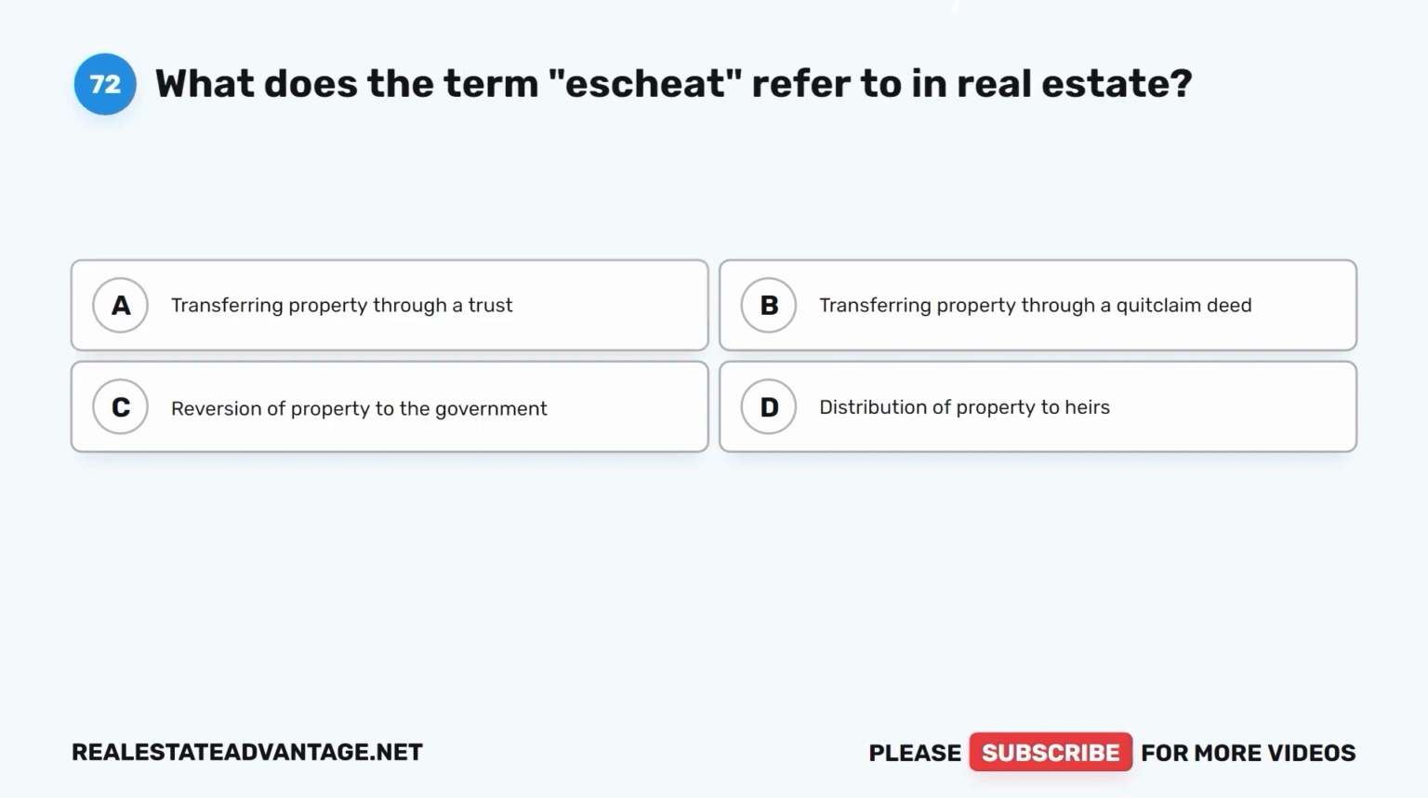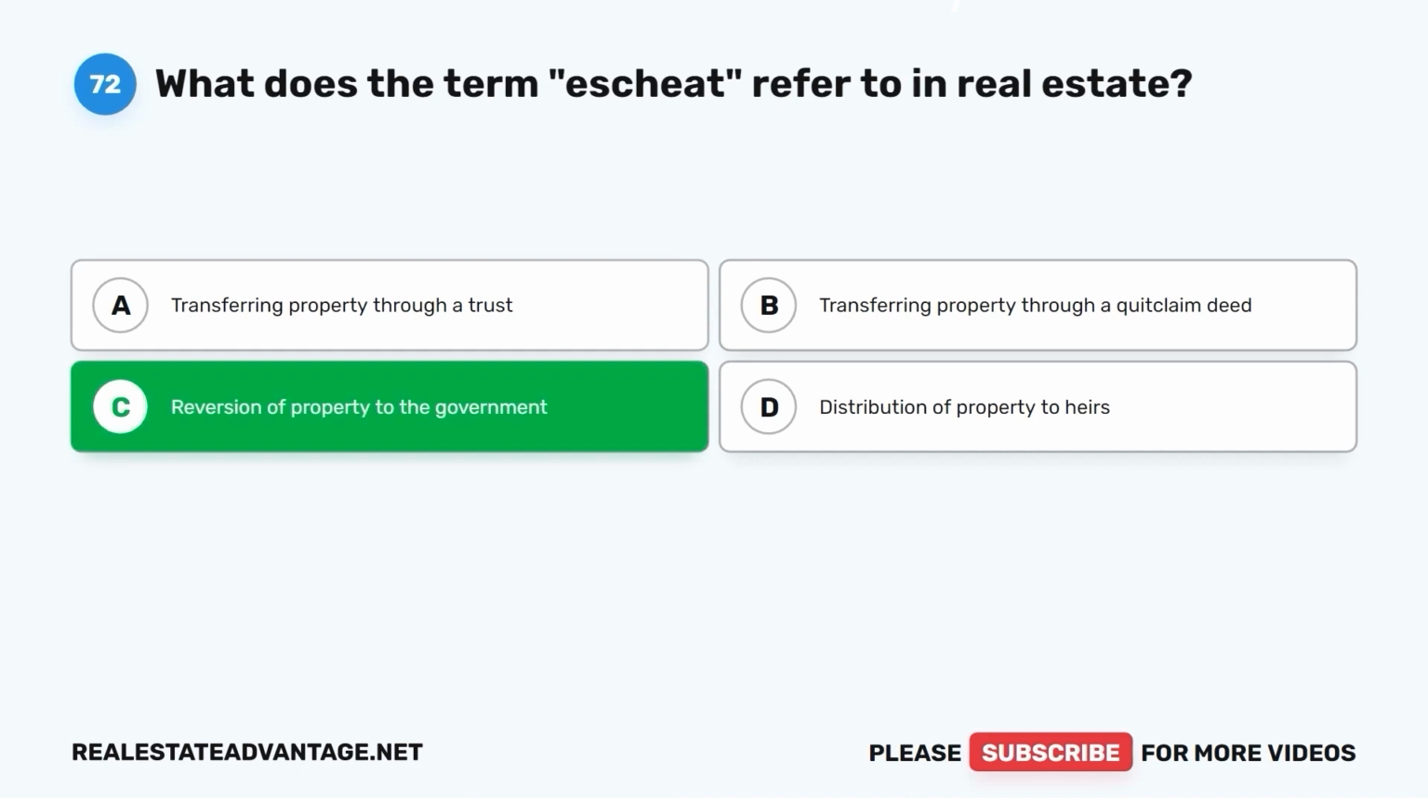Question 72. What does the term escheat refer to in real estate? A. Transferring property through a trust. B. Transferring property through a quitclaim deed. C. Reversion of property to the government. D. Distribution of property to heirs. The correct answer is C. Reversion of property to the government.